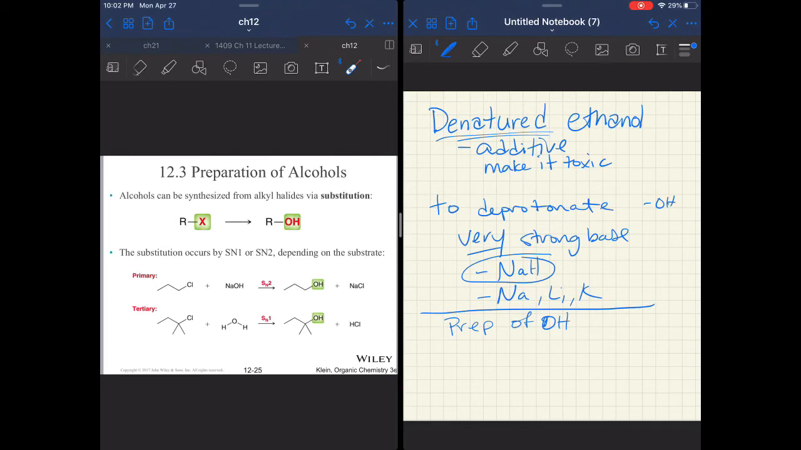We learned several ways to make an alcohol. We know that we can go substitution, where we take an alkyl halide and we treat with either sodium hydroxide or water, depending on if we're going to do SN2 or SN1. That can give us an alcohol. That's all chapter 7 review right there.